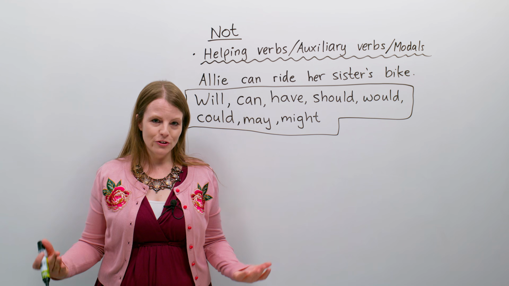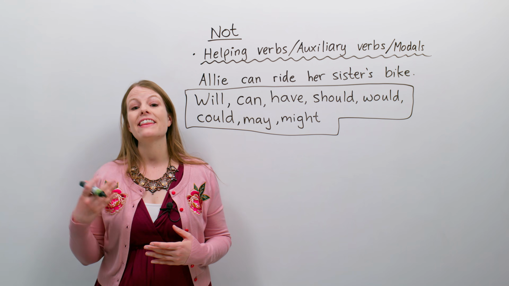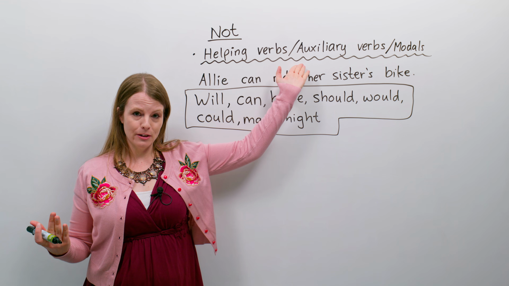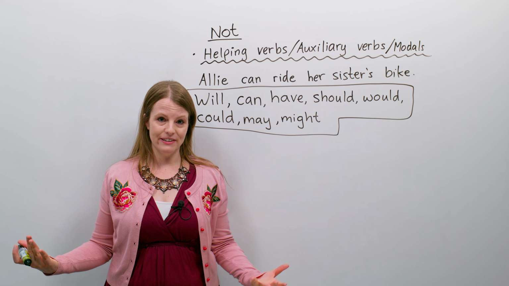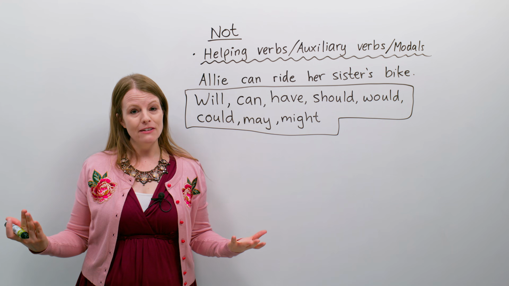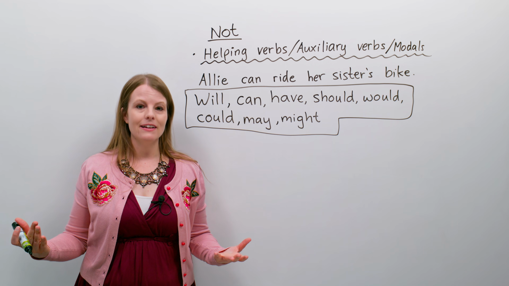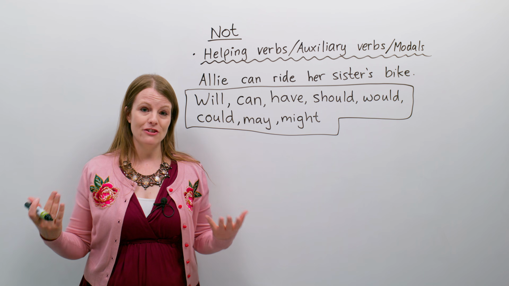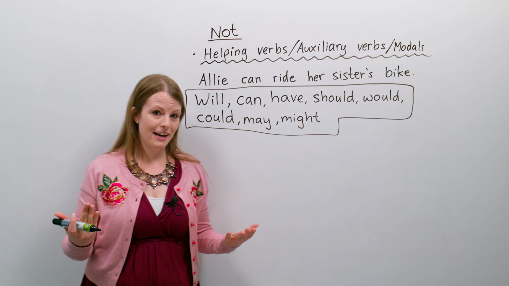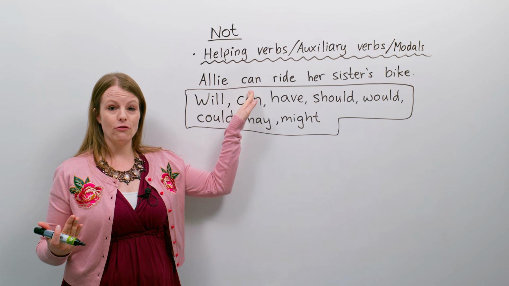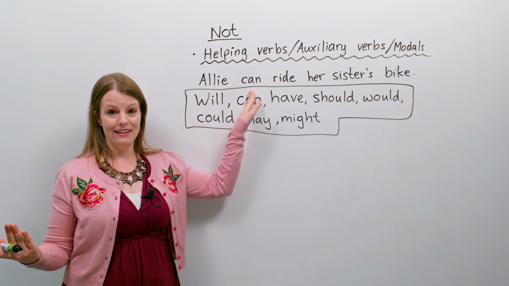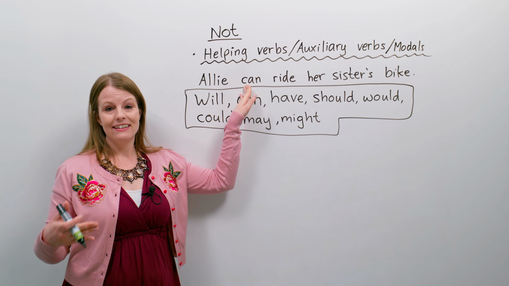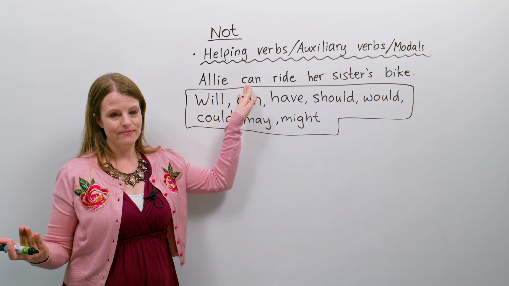Okay, let's look at some other negative words and how to use them. So, we use not with helping verbs, or you might call them auxiliary verbs, or maybe modals. A helping verb is a verb that helps the main verb. It gives information about the main verb. For example, Allie can ride her sister's bike. Ride is the main verb. We can say can is the helping verb here.